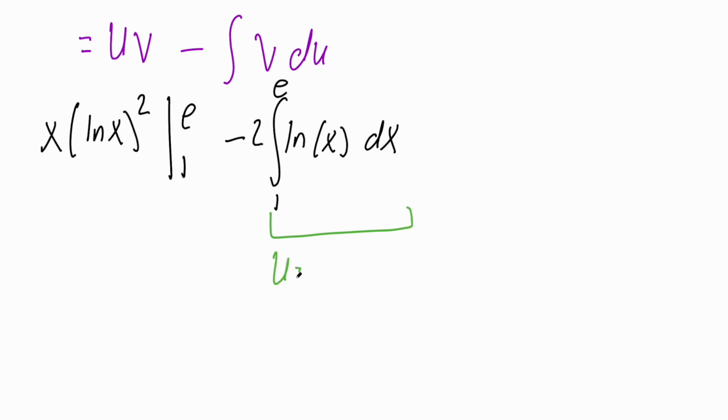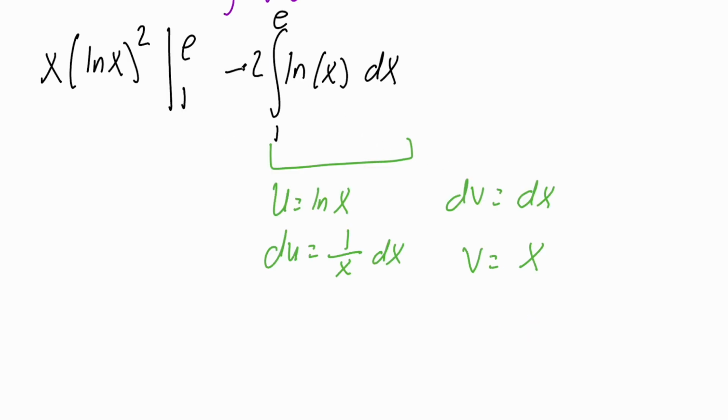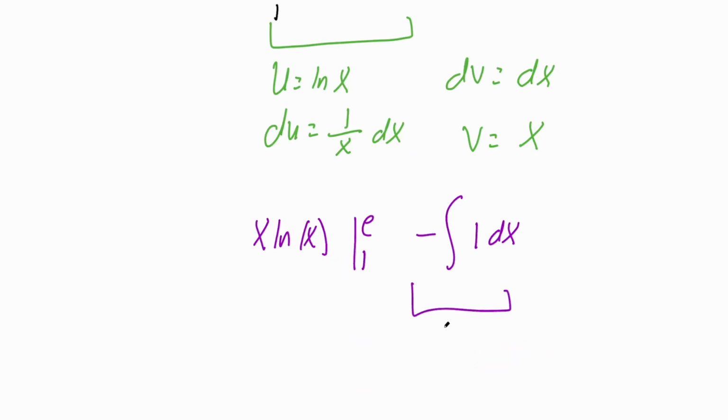We could say that u is equal to ln x, so du is equal to 1 over x dx. Our dv will be just 1 dx, and our v term would be x. For right now, we're ignoring this piece. We're just focusing on this piece. And so we're going to get uv, so we have x ln x, again from 1 to e, minus the integral of v du, and x times 1 over x is just 1. So we get 1 dx, which in itself will just be negative x. Again, it's a definite integral from 1 to e.